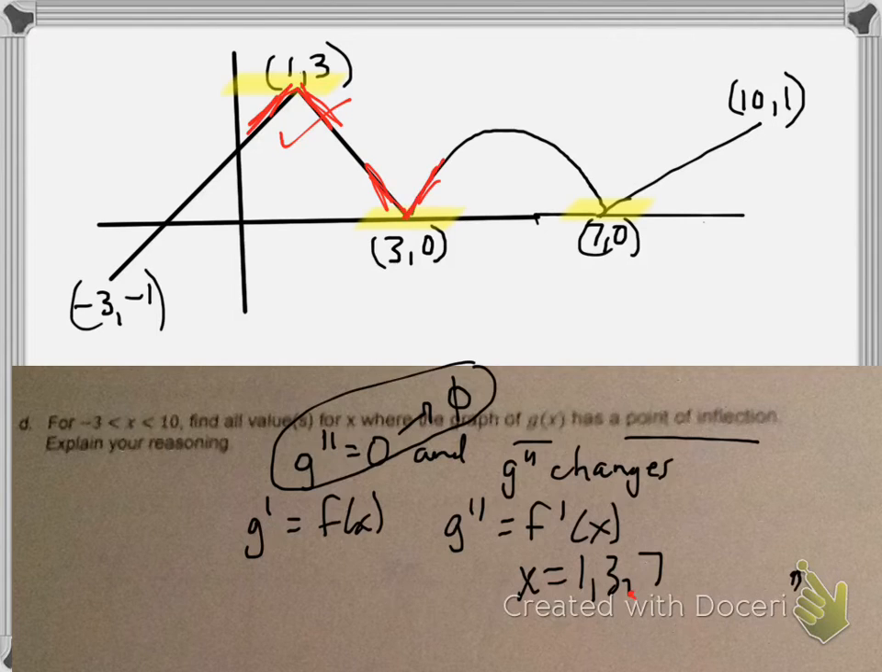Negative, then undefined, then positive, that's an inflection point. And negative, then undefined, then positive, that's also an inflection point. So all three of these are inflection points, and your reasoning is that f prime of x, which is g double prime, changes signs. And that's how you use the graph and a little geometry to answer the questions about integrals of another function.